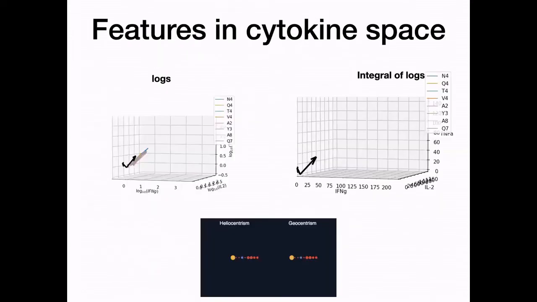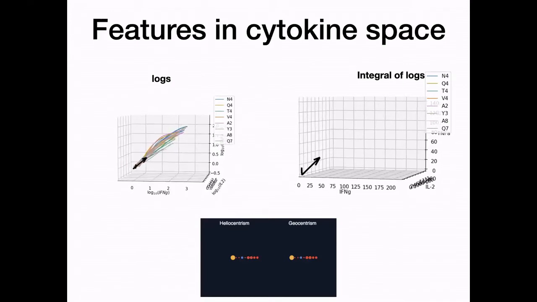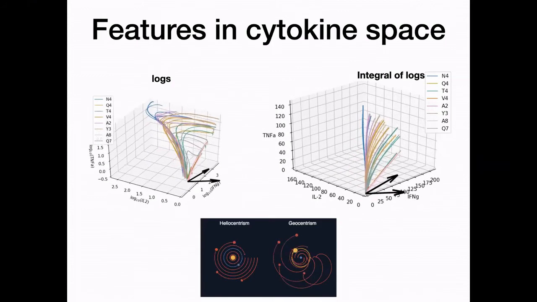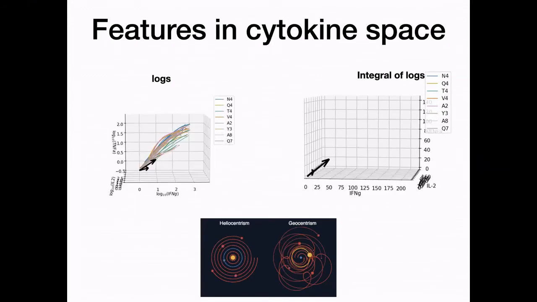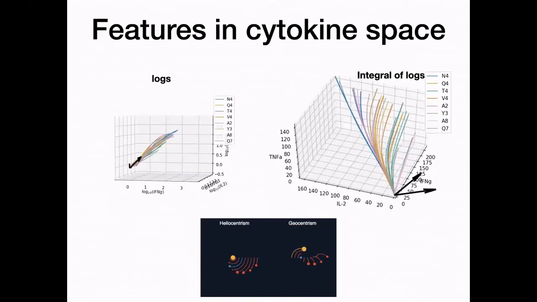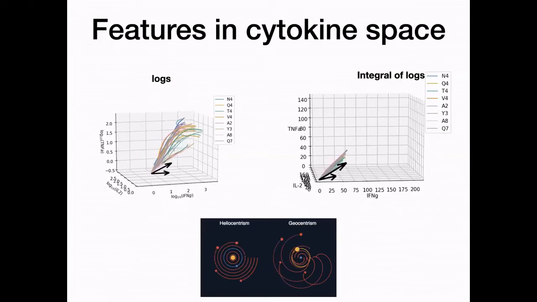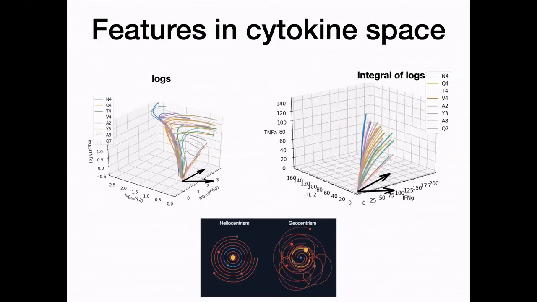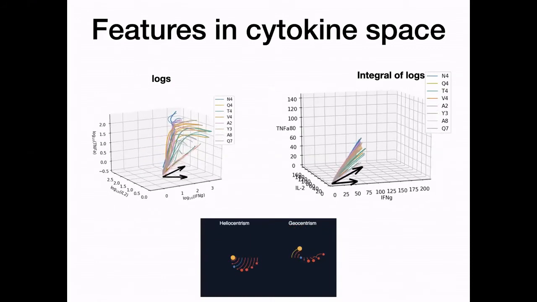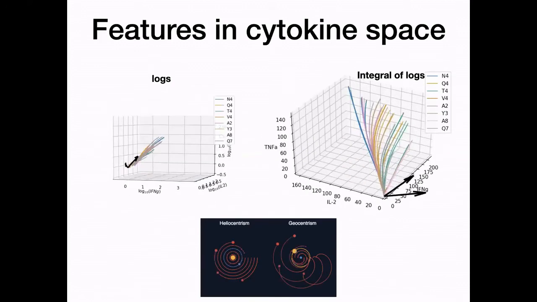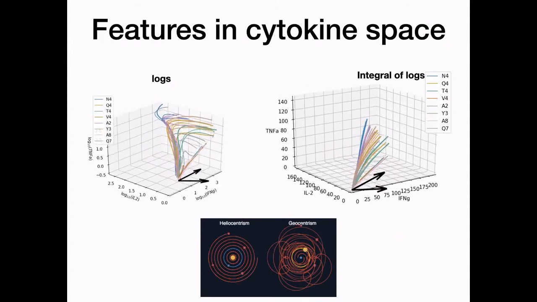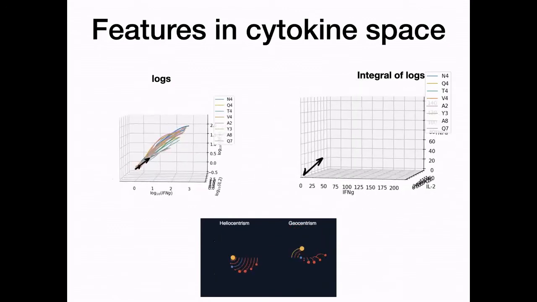And to come back to my heliocentrism and geocentrism analogy. What we're going to look at in these movies are three directions in cytokine space. Here we consider TNF alpha, IL-2, and interferon gamma. On the left, I plotted as a function of time for the data set the log of the concentration of the cytokines. You see there is some structure here, but the trajectories overlay and cross. So even though there is some structure, it's not quite clear what happens here.